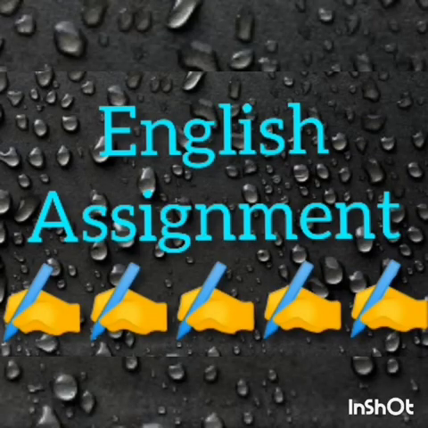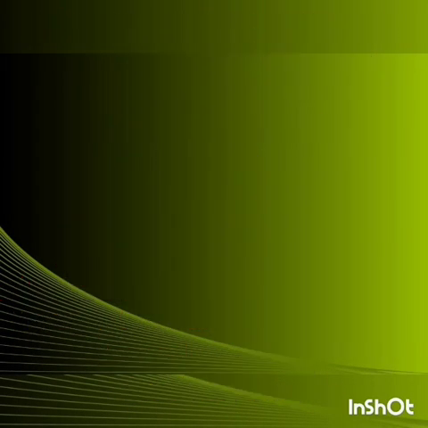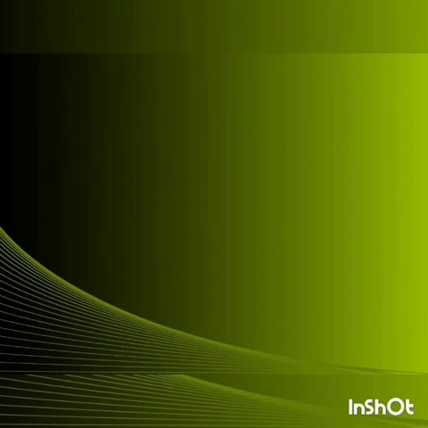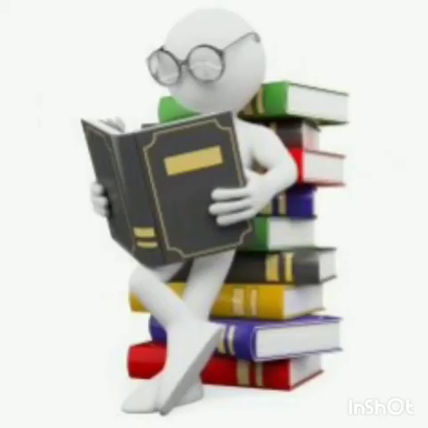Coming to the assignment session, three assignment questions have been given to you. First question: you have recently attended your school Golden Jubilee celebration, write a short report about it. Second question: prepare a notice about a parent-teachers meeting to be held in your school. Third question: write an email to the chief guest inviting him or her to your school annual sports day. You can attend any two questions. Options are given. Kindly go through all the four types of writing: report writing, article writing, email writing, etc. Kindly go through all the rules and attend any two questions.